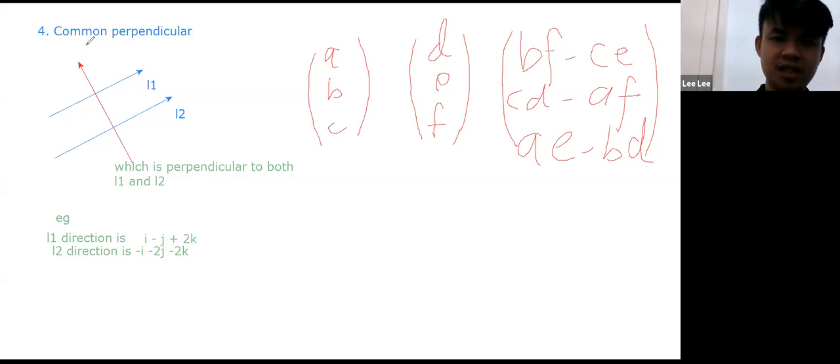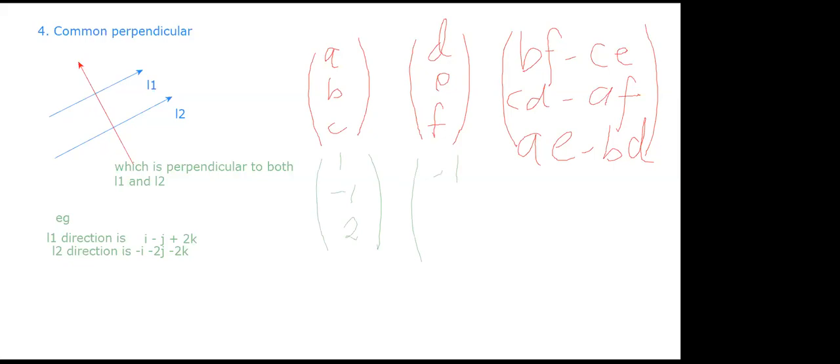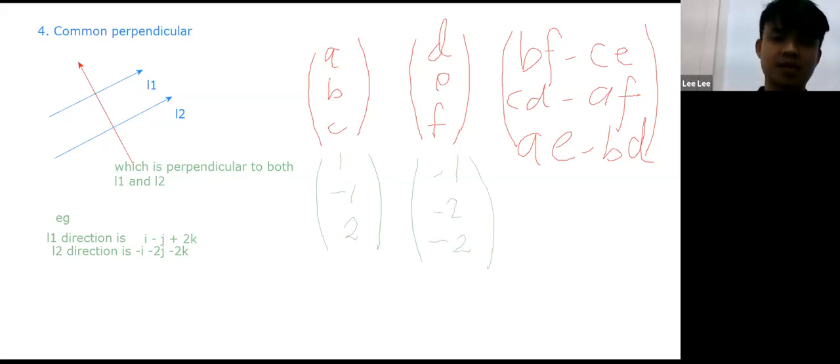So what is the ABCDEF now? Just now I said, the direction of the lines. What is the direction of the lines that we have? ABC is 1, -1 and 2, right? DEF is -1, -2, and -2. So the common perpendicular, if you follow the formula that I gave you, what will it be?